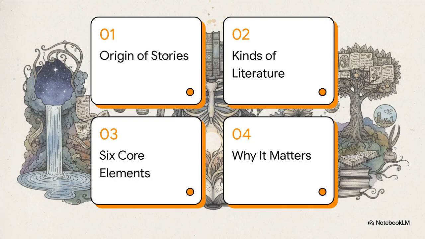Here is our roadmap for today. First, we'll trace the origin of stories. Second, we'll break down the 3 kinds of literature. Third, we'll dissect the 6 core literary elements. And finally, we'll look at exactly why literature matters today.